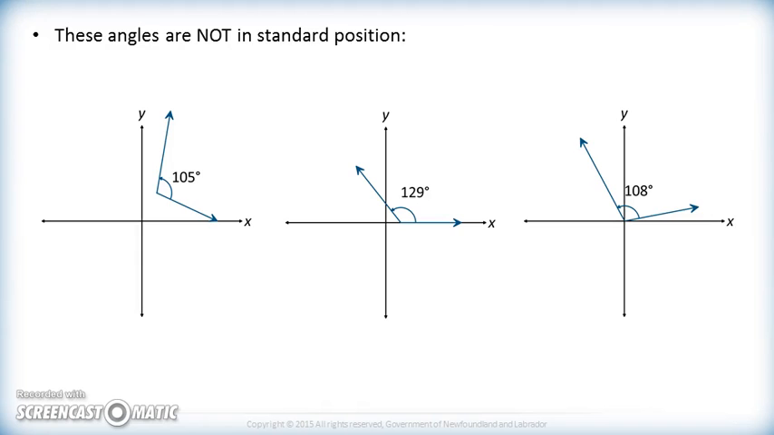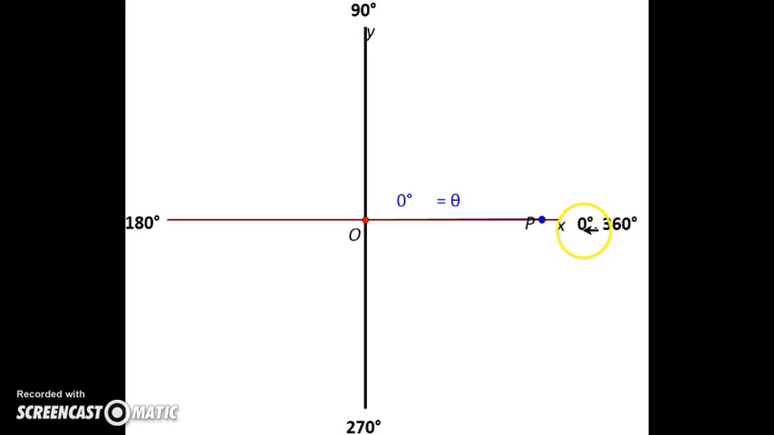Now, let's have a quick look at how we might go about determining the quadrant and approximate position of an angle in standard position. First of all, let's recognize that the x-axis can be represented with an angle of 0 degrees if we haven't rotated this point P anywhere. So here's our initial arm located on the positive x-axis before any rotation has taken place. This line will also be our 360-degree line if we make a full rotation around a circle.